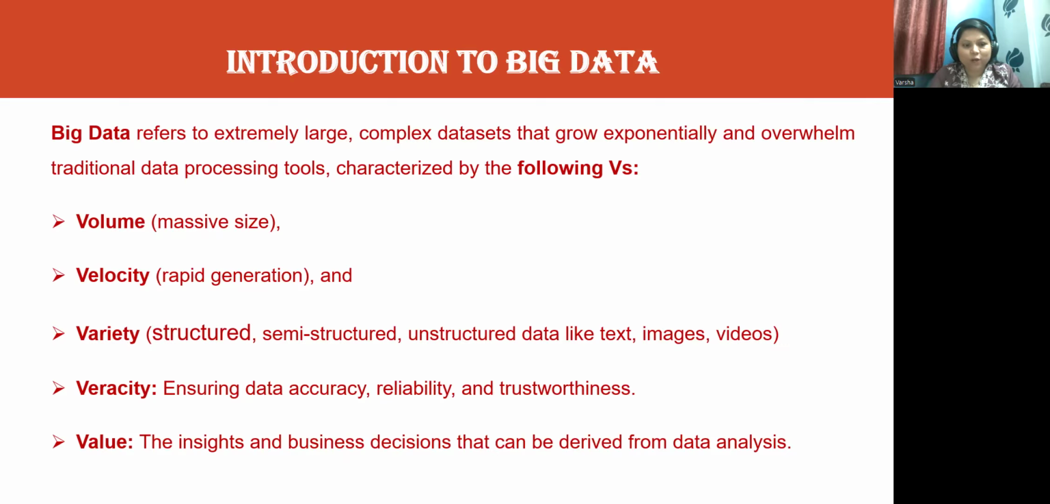First V is volume, the sheer massive size of the data. Second, velocity, the rapid speed at which data is generated. Variety, the mix of structured and unstructured data like text, images, and videos. Veracity, ensuring the data is accurate and trustworthy. And the last V is value, the actual insights and the business decisions we can derive from analyzing it. So these are the five V's for defining big data.